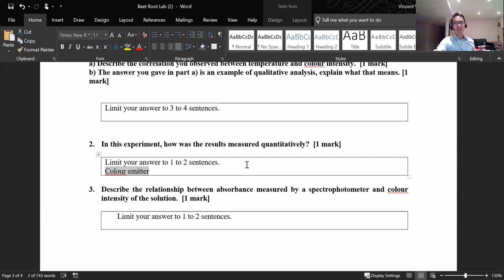But I know you guys have a WhatsApp group or something. So maybe one person said color emitter, and then whoever's in that group decided to use that as well. So it's a colorimeter, okay?